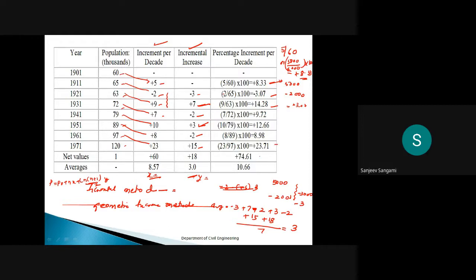Then if you take the average of all these, the average is equal to plus 8.33, then minus 3.07, and like that you have to do it up to 23.71, divided by how many are there? If you count 1, 2, 3, 4, 5, 6, 7, then you divide by 7. Then you will get the average of 10.66. So this will be considered as your R in the problem.